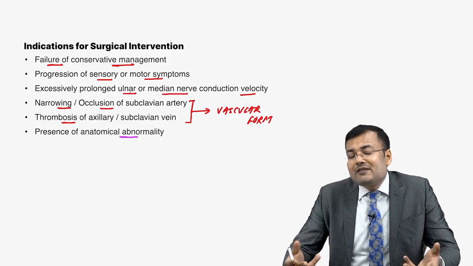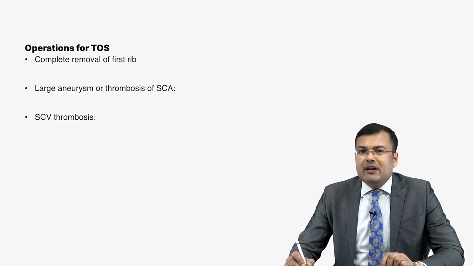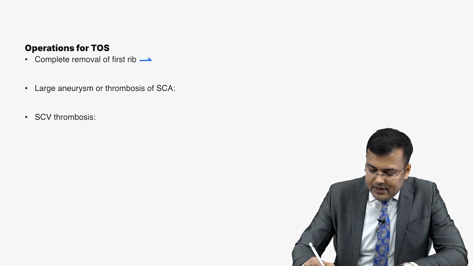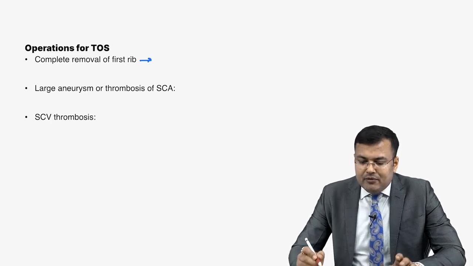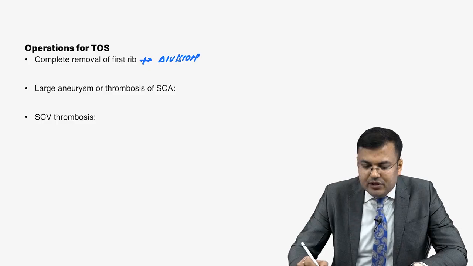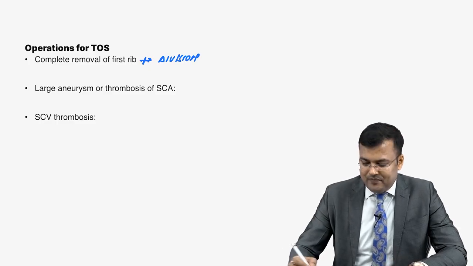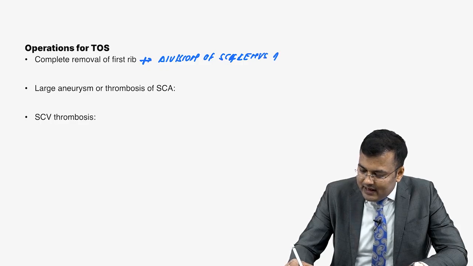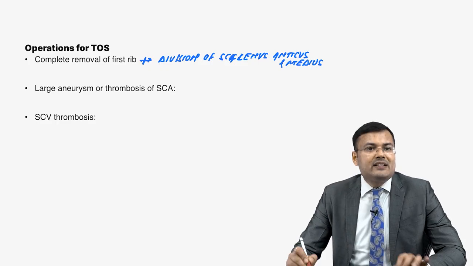Now see what kind of surgical intervention is done. The patients who have a cervical rib or abnormal first rib, in these cases, we go for complete removal of the first rib. Apart from complete removal of the first rib, we perform division of the scalenus anticus and medius. So division of the muscles, scalenus anticus and medius.